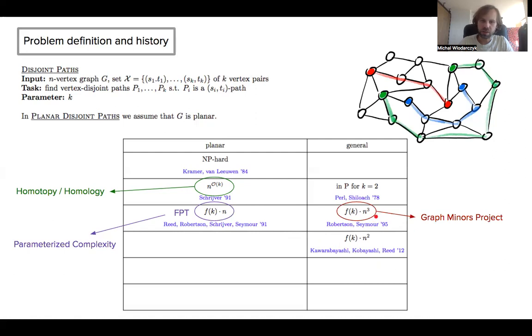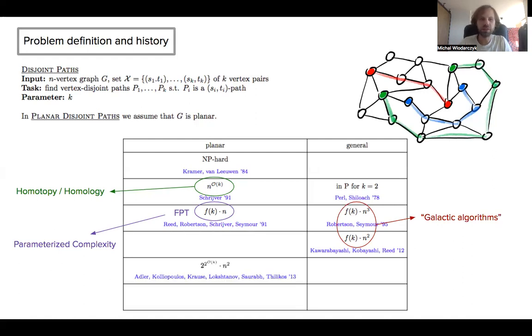Later on, this polynomial here was slightly improved, but the problem remained that the dependence on k in these running times was really, really bad. These algorithms were even called galactic, possibly because already for small k, the value of f of k might exceed the number of atoms in the observable universe. So, you know, these were highly impractical algorithms.